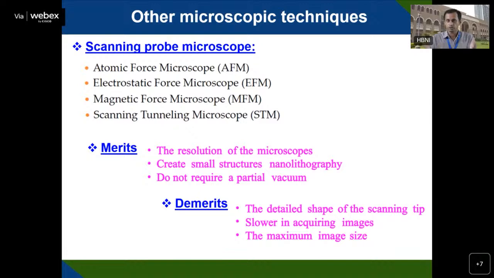I discussed mainly these two, SEM and TEM, because they are widely used. All these techniques have some resolution, merits and demerits. In the case of AFM, the resolution is quite high, but at the same time the scanning tip can be broken down while scanning, and it gives slow, accurate images. This technique is mainly used for topographic imaging of that type of structure.